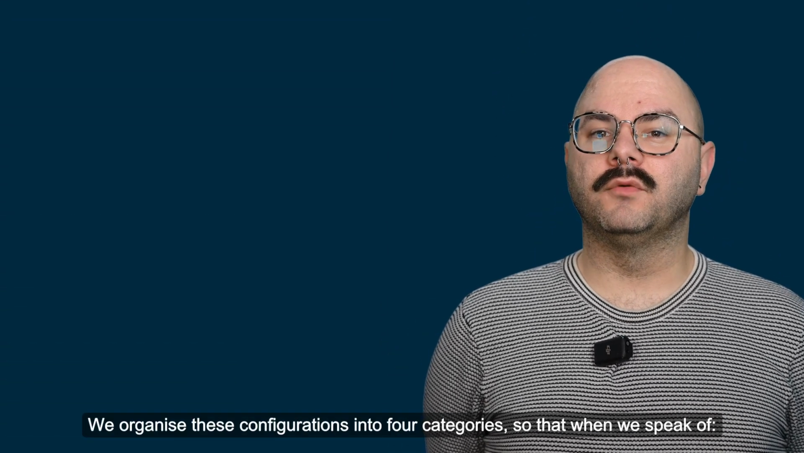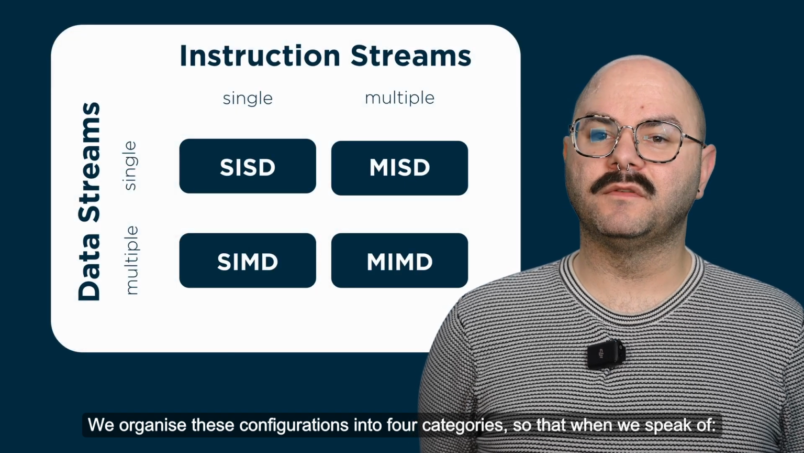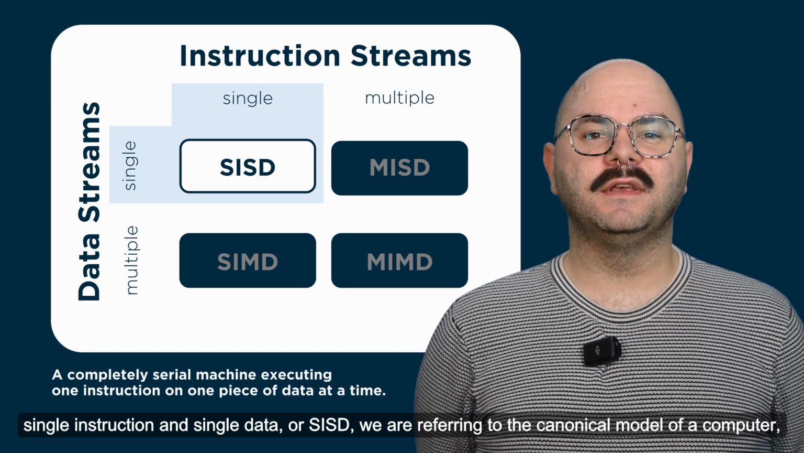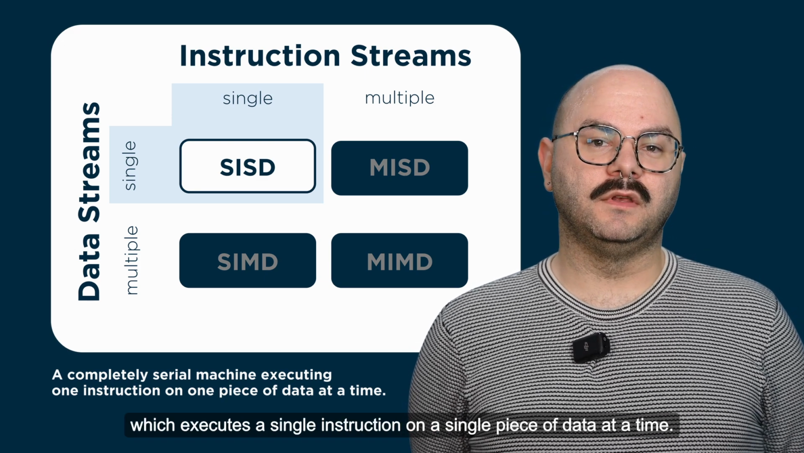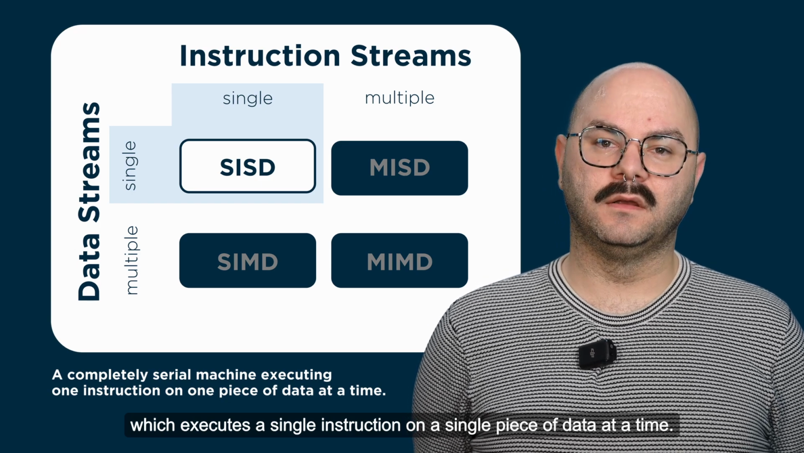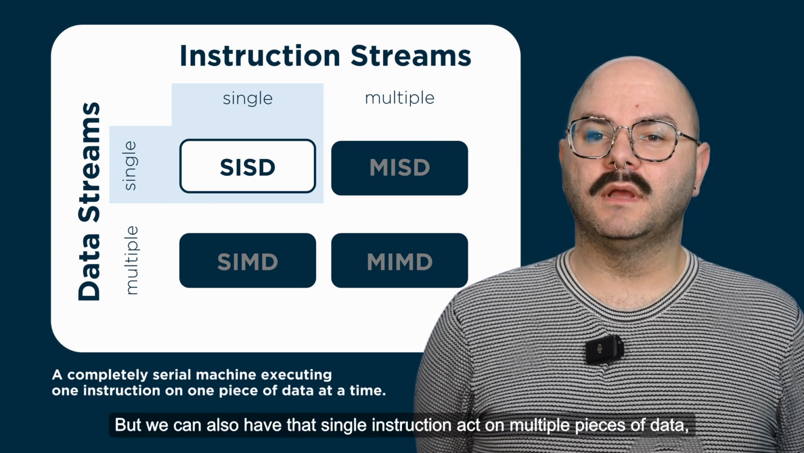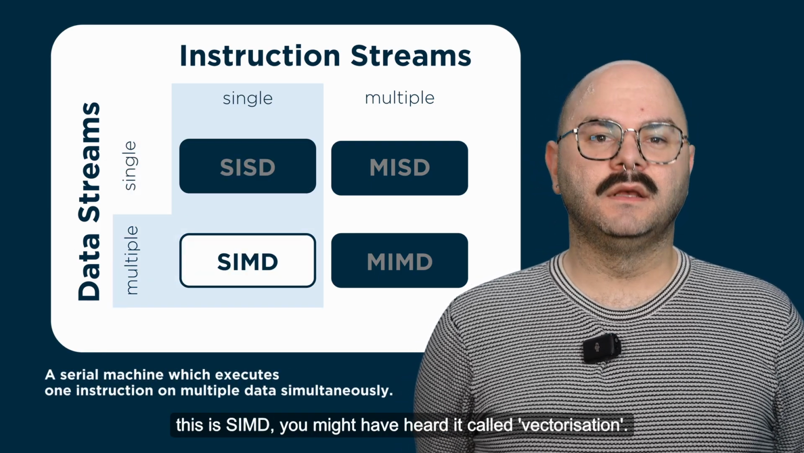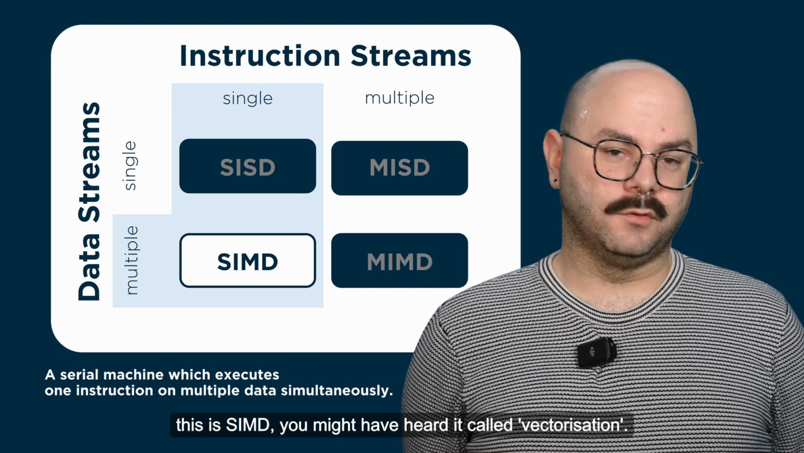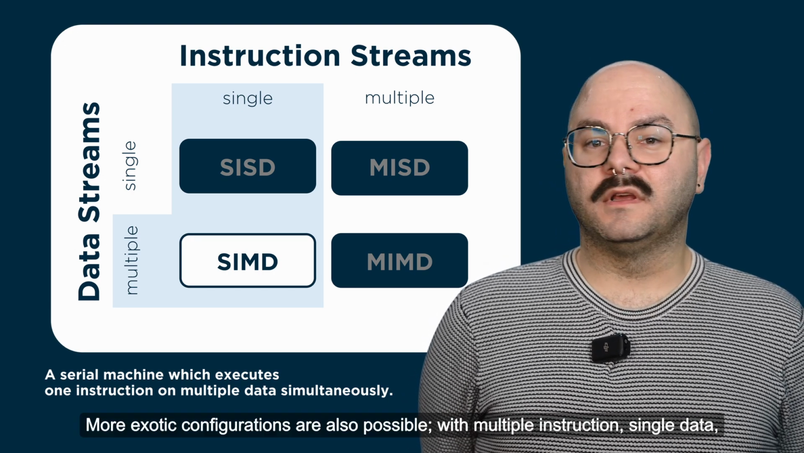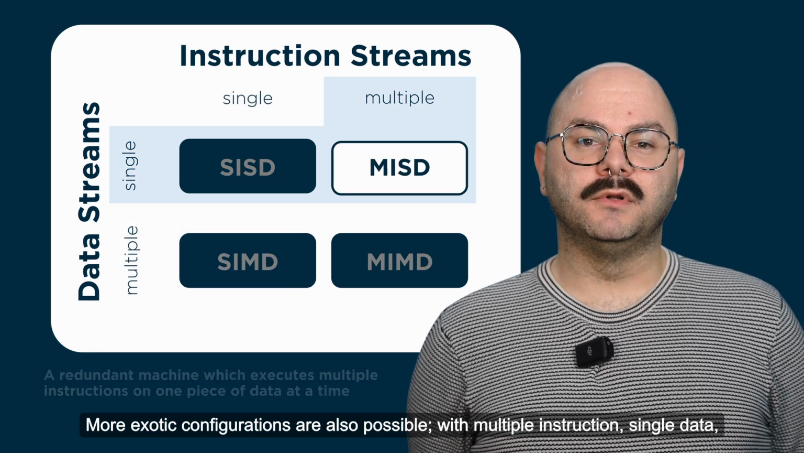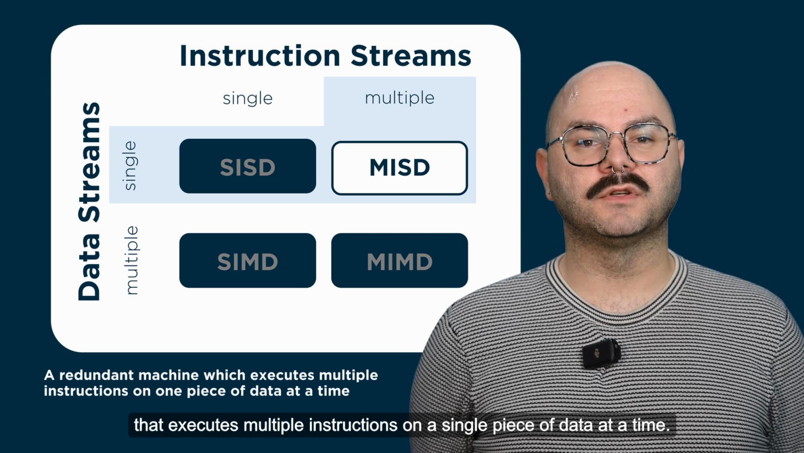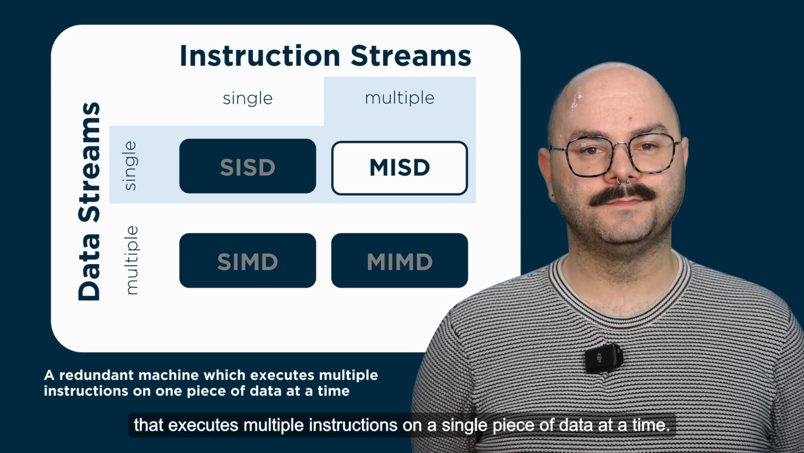We organize these configurations into 4 categories so that when we speak of single instruction and single data, or SISD, we are referring to the canonical model of a computer which executes a single instruction on a single piece of data at a time. But we can also have that single instruction act on multiple pieces of data. This is SIMD. You may have heard this called vectorization. More exotic configurations are also possible. With multiple instruction single data, we are describing a machine with redundancy that executes multiple instructions on a single piece of data at a time.